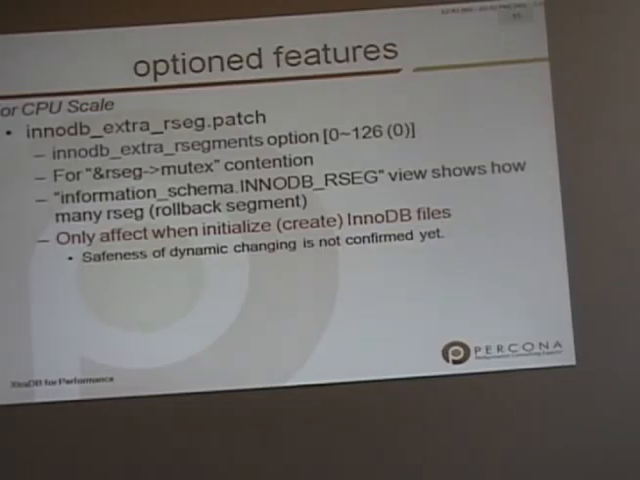Next, options to increase CPU scaling. When you meet rollback segment mutex contention, increasing the InnoDB extra rollback segments may be effective. Attention, it is only effective when initializing the InnoDB files, because dynamically changing the number of rollback segments is not safe for now.